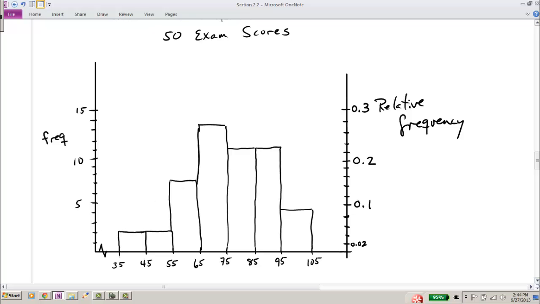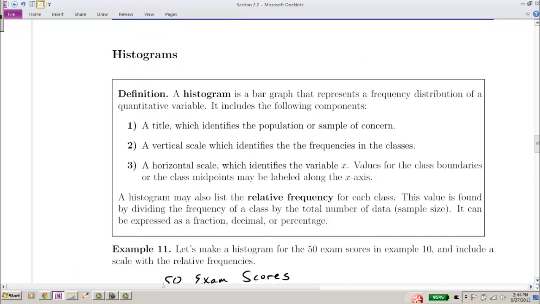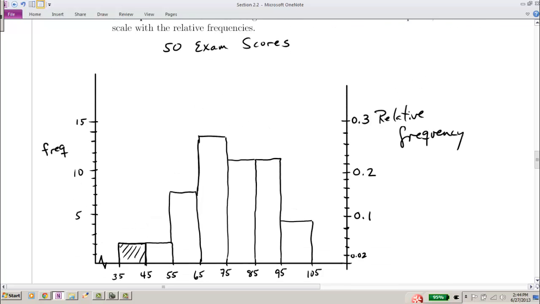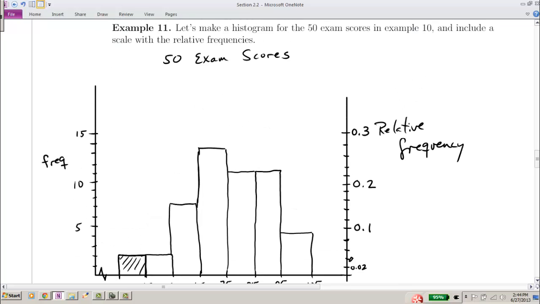First, we take a look at the first interval from 35 to 45 here. It had a frequency of 4 and a relative frequency of 0.04, and that corresponds to the height at which this resides in our histogram.